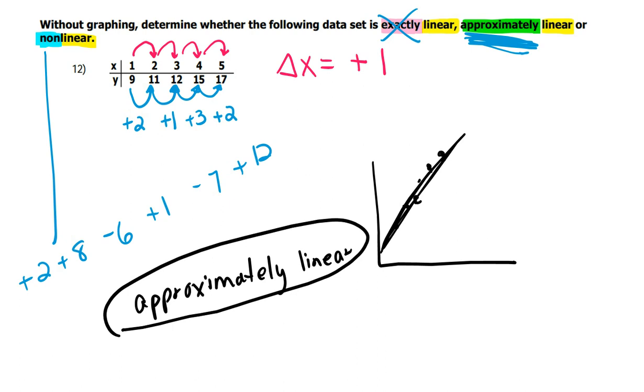So don't just say linear. All 3 answers have the word linear in them, so I don't know. I'll take off for that. All right, so 11 and 12. There you go.